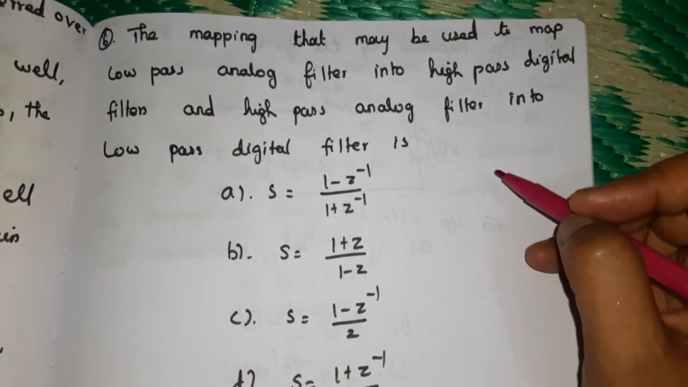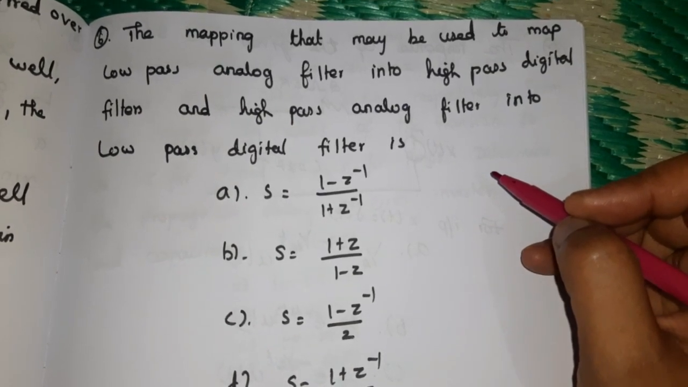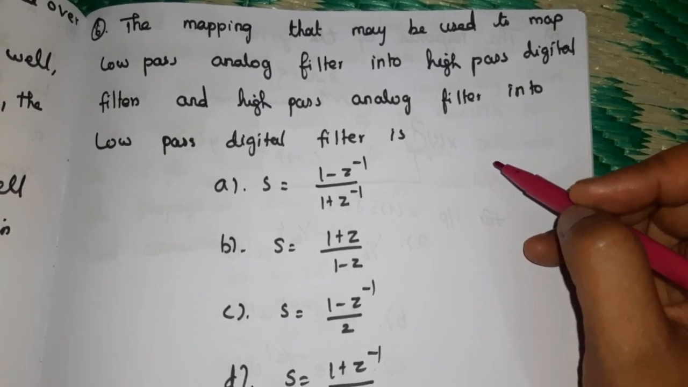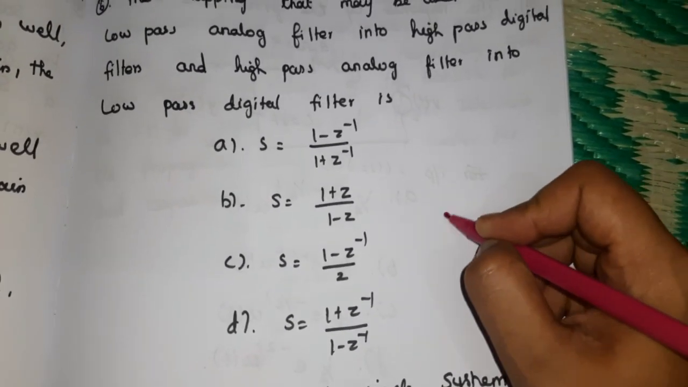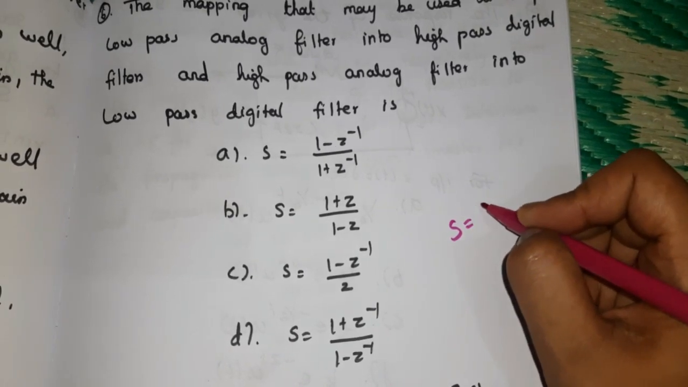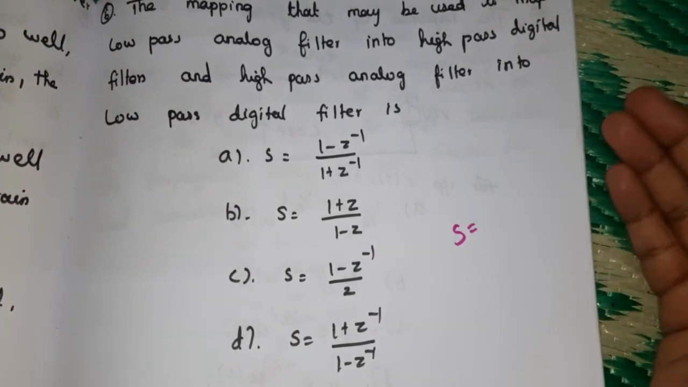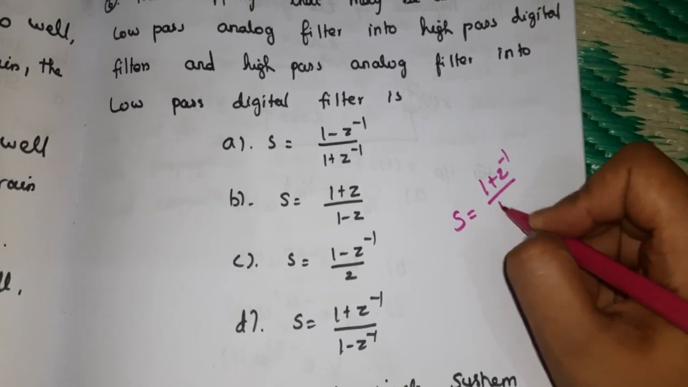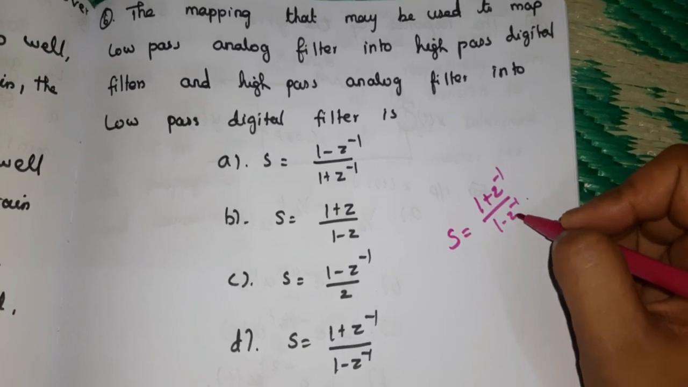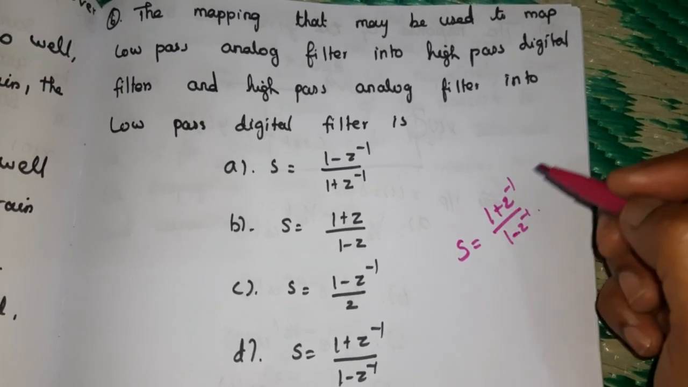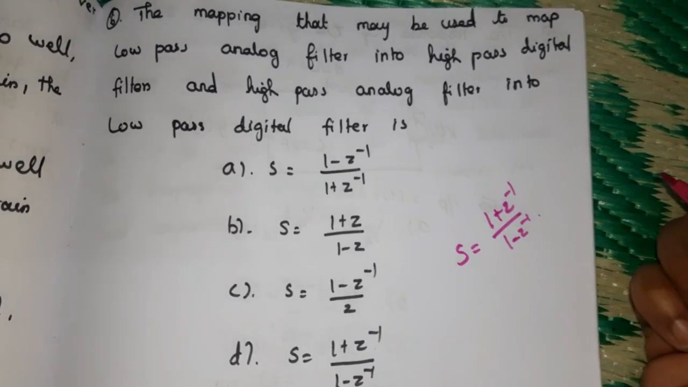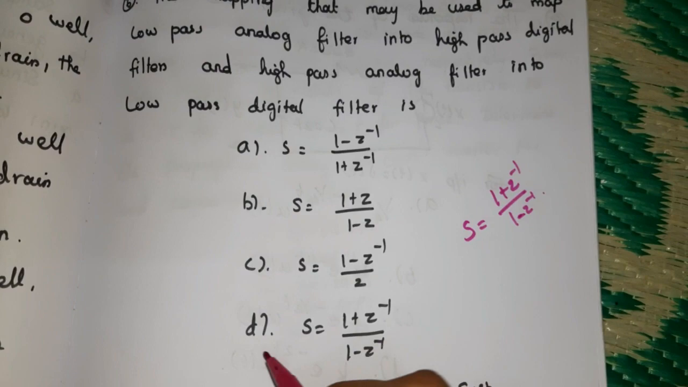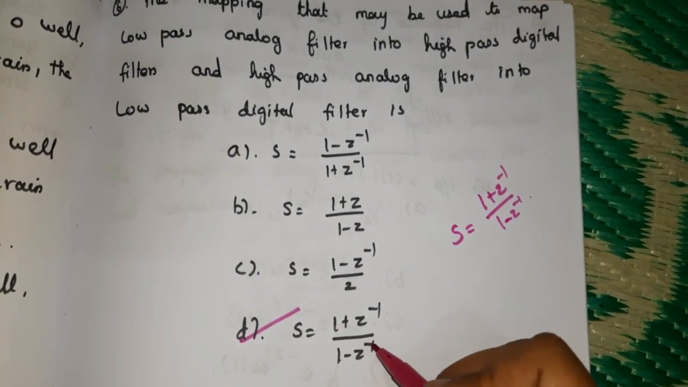Next question: the mapping that may be used to map a low pass analog filter into a high pass digital filter and a high pass analog filter into a low pass digital filter is. Here we have to transform the S domain to the Z domain. Here S is equal to 1 plus Z power minus 1 over 1 minus Z power minus 1. This is the condition, and by using this we can transform a low pass analog filter to a high pass digital filter, and also a high pass analog filter to a low pass digital filter. So here the condition is this, and the answer is D.